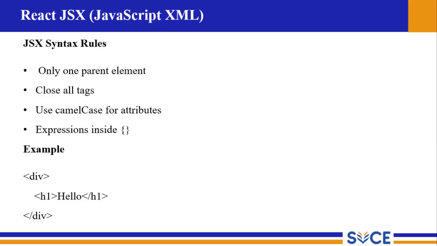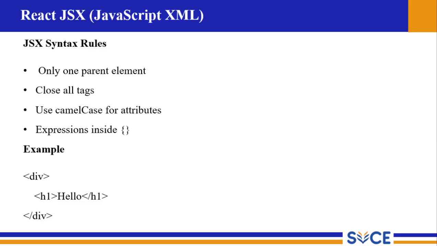The third rule is that attribute names follow camel case notation instead of normal HTML attribute names. Since JSX is actually JavaScript, some HTML attribute names cannot be used directly because they conflict with JavaScript keywords. A common example is the class attribute.